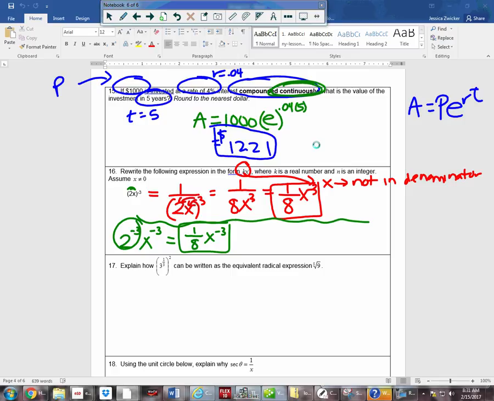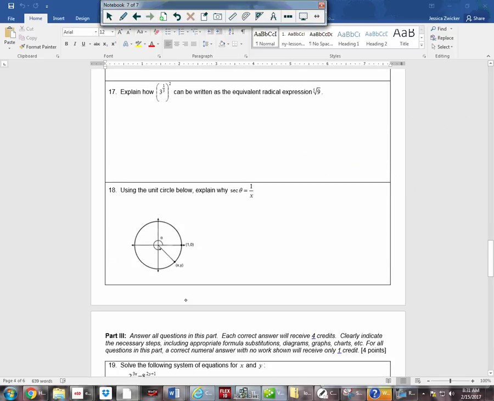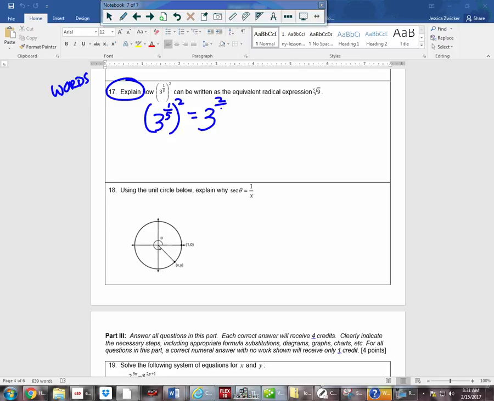Number 17. Explain how this can be rewritten as that. Explain means use your words. So we have 3 to the 1/5 squared, which most of you guys wrote right away with the power rule as 3 to the 2/5. And then you rewrote it, making that 3 squared, or the 5th root of 3 squared, which is the 5th root of 9. That'll get you 1 point because that's the math behind it.